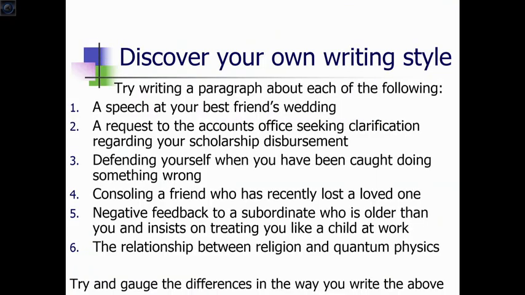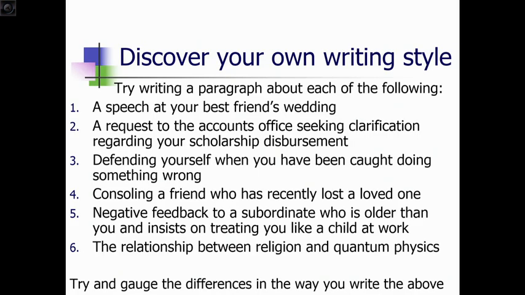So, think about what you would write if you were to write a speech at your best friend's wedding. My suggestion is that you write all 6 documents and then see the different ways in which you would write these things. So, a speech at your best friend's wedding, a request to the accounts office seeking clarification regarding your scholarship disbursement.